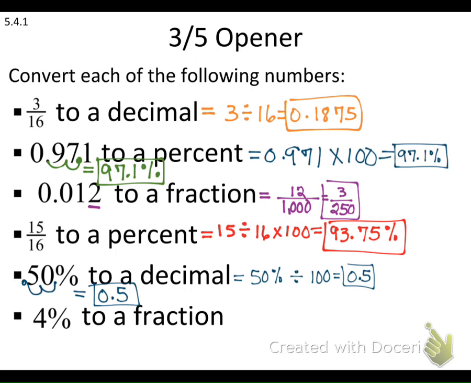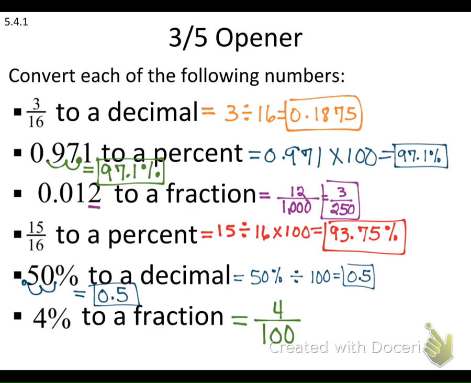Last one. Now I'm going to change this percent to a fraction. Well, first of all, what does a percent mean? So what's my denominator going to be? And my numerator? What's my numerator going to be? 4. Remember, our numerator is just the number without the percent sign. So it's just going to be that 4. So 4 over 100 is now in a fraction.